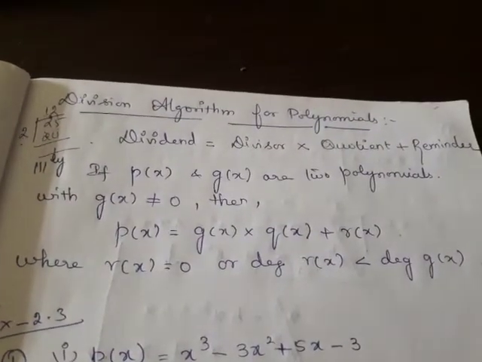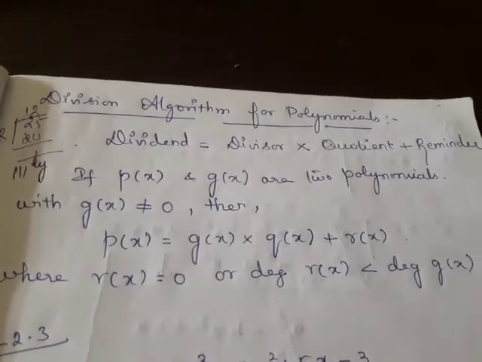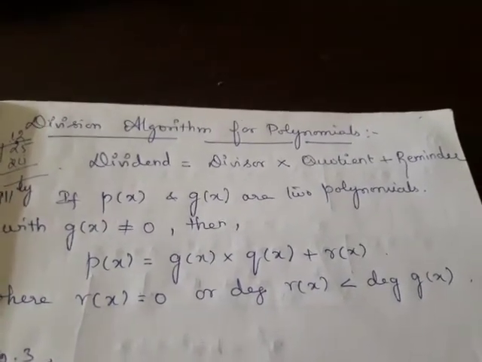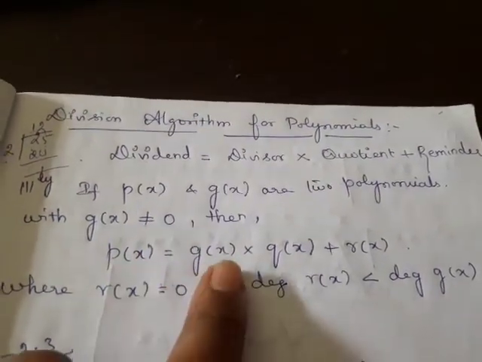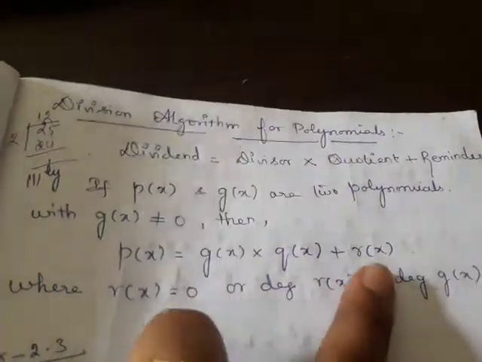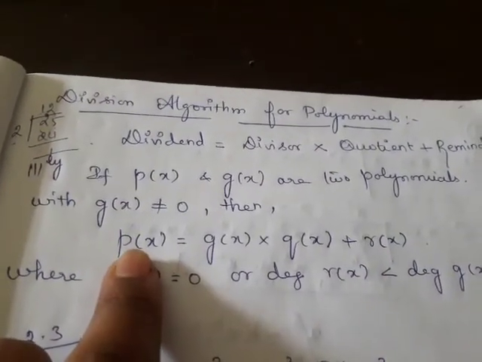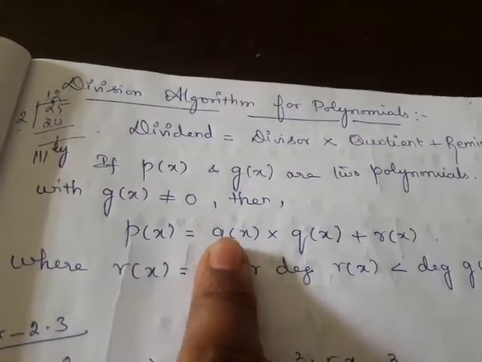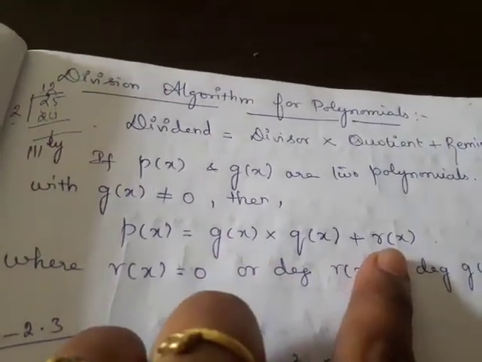Hello students, before we get into today's class, let me recall what we learnt in the previous class. We learnt the division algorithm for polynomials, which is p of x is equal to g of x into q of x plus r of x, where p of x is the dividend, g of x is the divisor, q of x is the quotient, r of x is the remainder, right.